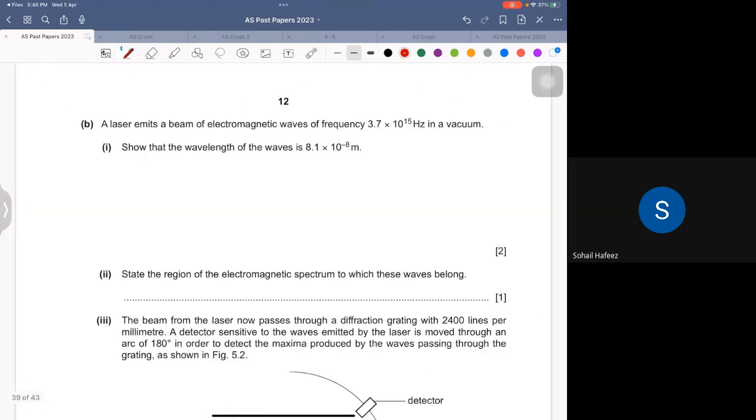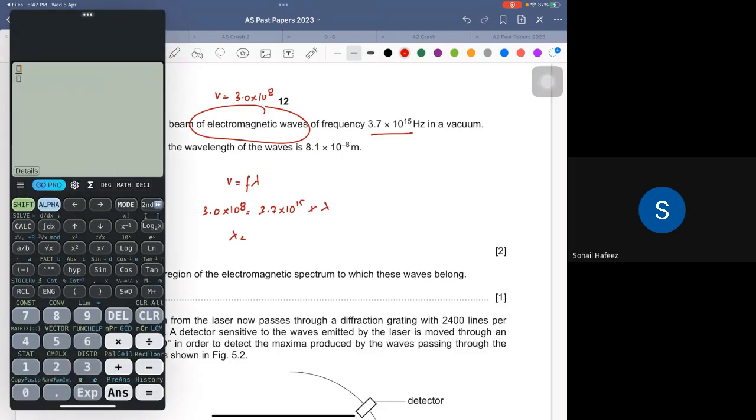Now, a laser emits a beam of electromagnetic waves. Show that the wavelength of this is... So v is equal to f lambda. You need to remember that for electromagnetic waves, the speed is 3.0 times 10 raised to 8. The frequency is 3.7 times 10 raised to 15, and we want to find lambda. I believe if we divide this, it will give us the right answer. Let's try it.